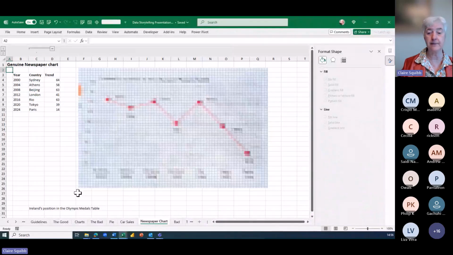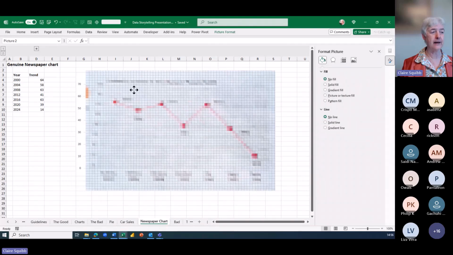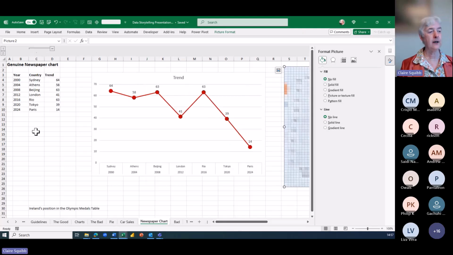Now I've come back to this newspaper chart, and I want to just show you what it was all about. So I'm going to move this out of the way. Here is the actual chart, recreated in Excel. This was published in a newspaper, and it needs a little bit of changing. So first of all, it was the Olympics. Okay, different Olympics from 2000 to 2024.